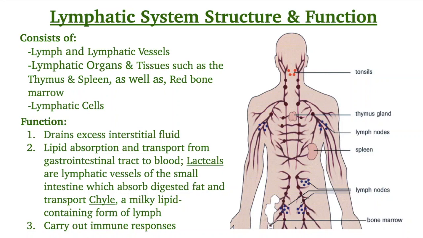Now, again, the function is to drain excess interstitial fluid, or the fluid between the cells, to drain it from the capillaries and send it throughout the body and back to the bloodstream. It's also going to absorb lipids or fats from the blood, specifically from the intestines, and these lymphatic vessels are called lacteals. And the reason why they're called lacteals is because of the chyle, which is a milky lipid-containing form of lymph. Now, lymph is primarily going to be clear, but this lymph now, because of the lipid content, is more of a milky color, hence the word lacteal.